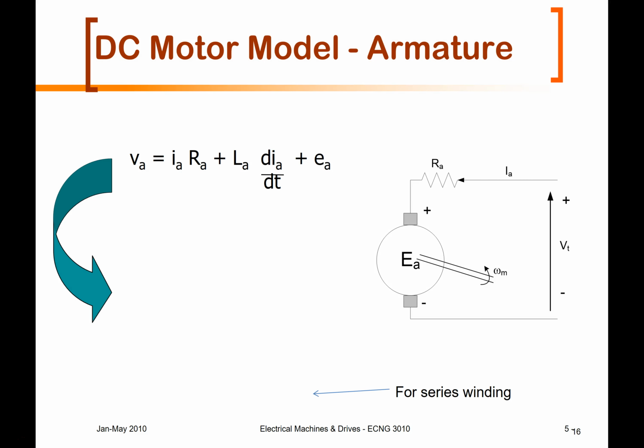So now, if we try to develop the defining equation for the system, I could simply look at this as a series circuit. So I know VA, which is, sorry, this should be VT. VT is equal to IA RA plus EA plus L di/dt. Where's that L di/dt?